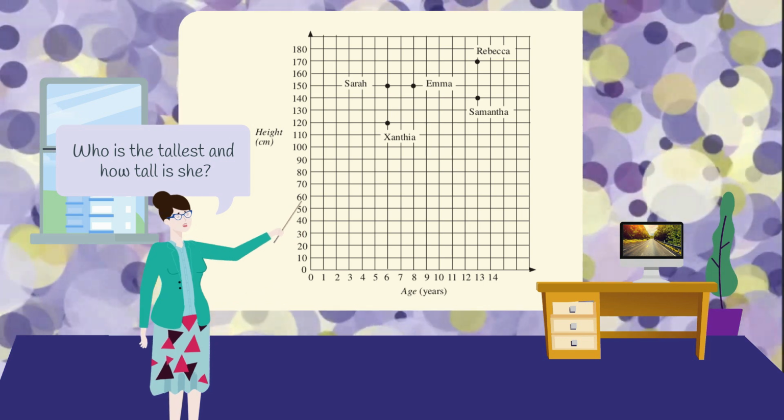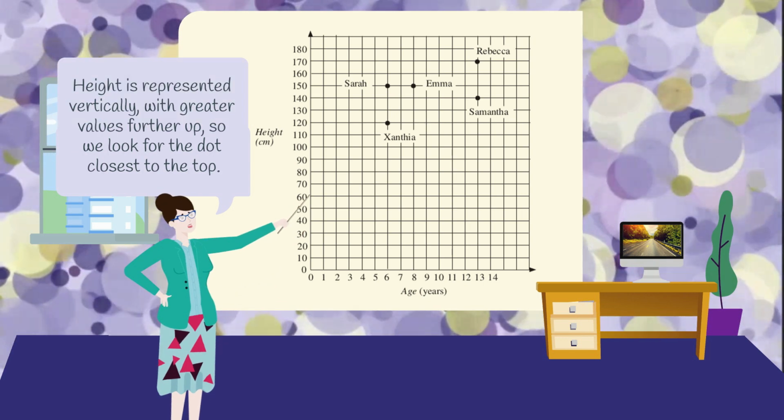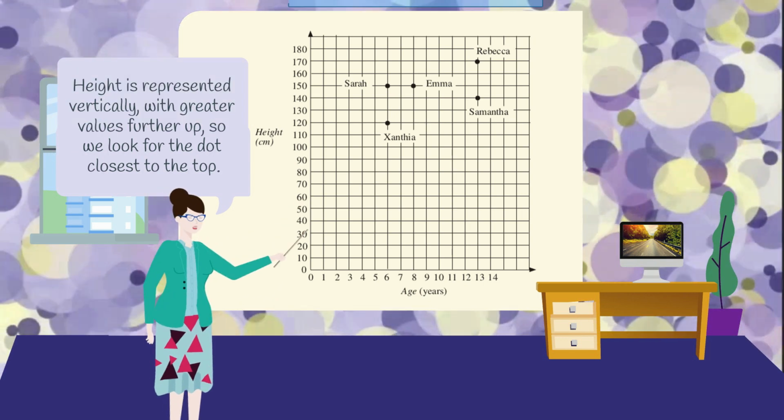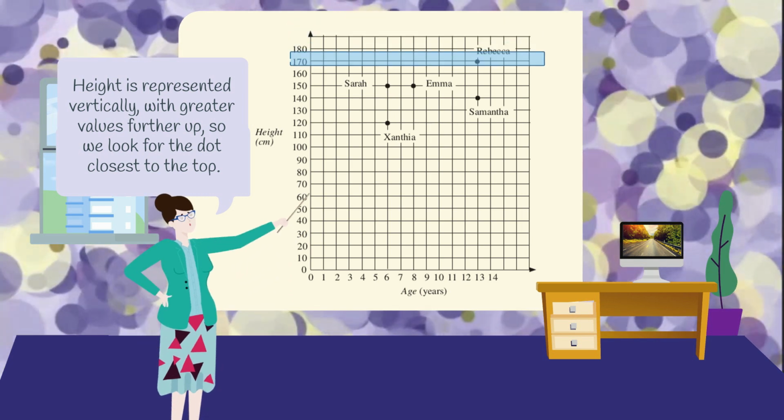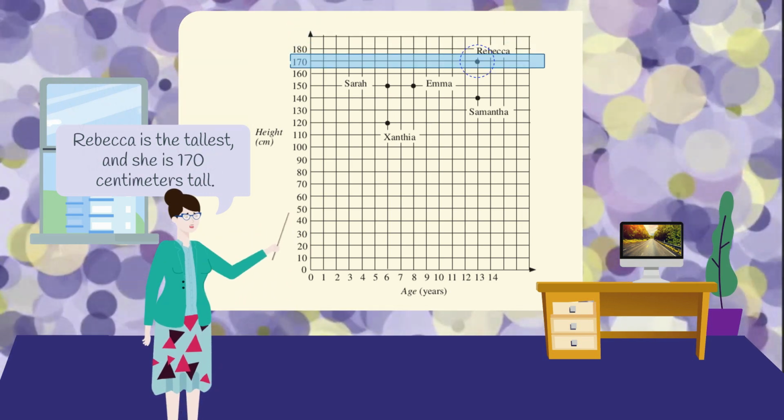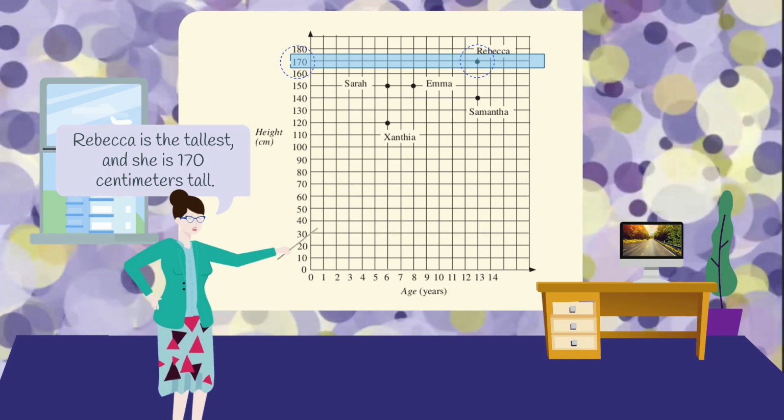Who is the tallest and how tall is she? Height is represented vertically, with greater values further up, so we look for the dot closest to the top. Rebecca is the tallest, and she is 170 centimeters tall.